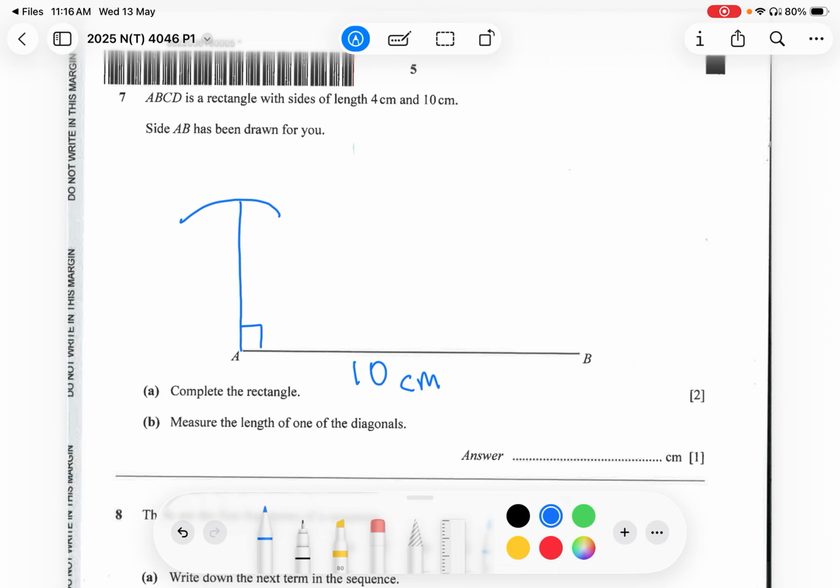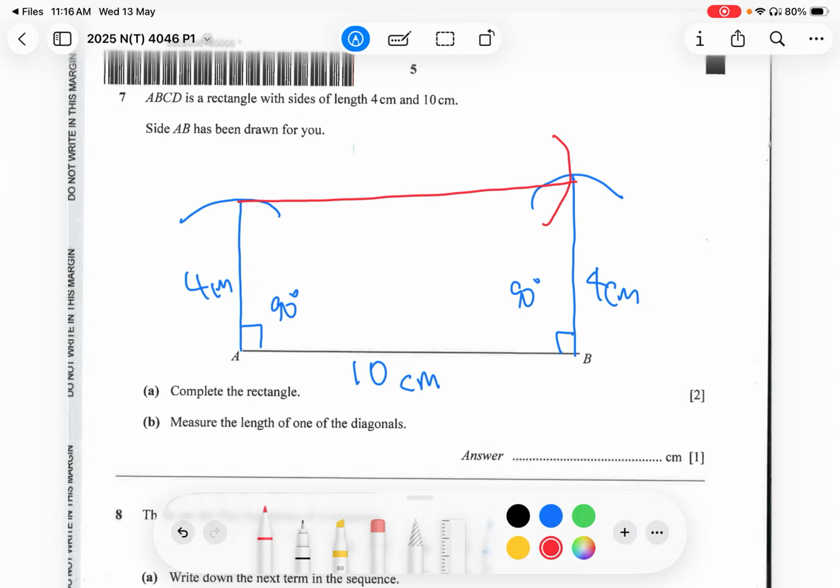Then you know it should be 90 degrees. Then you can do the same. 4 cm arc. This 90 degrees. 4 cm arc. Then you take another 10 cm. You draw an arc. Draw a straight line. This will be 10 cm. Then this will be your answer for A.